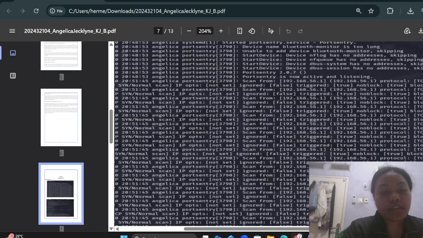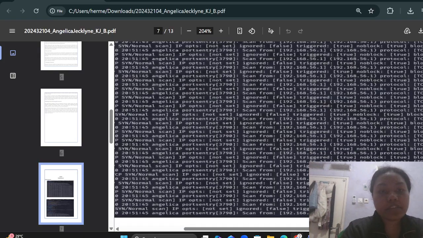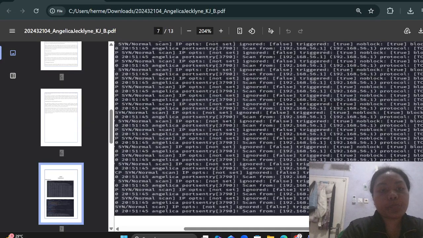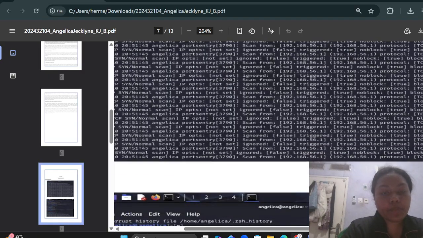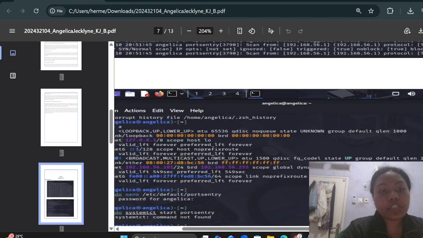to define which ports should be monitored. Next, we started the Portsentry service so that it could monitor traffic in real time. After that, we performed a port scanning simulation from another machine. During the scanning process, Portsentry successfully detected the scanning activity and generated log information.